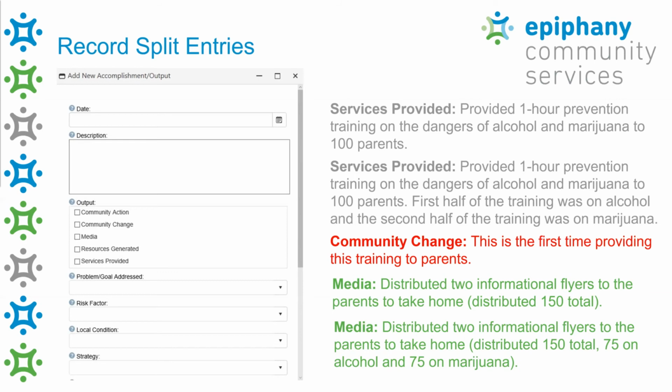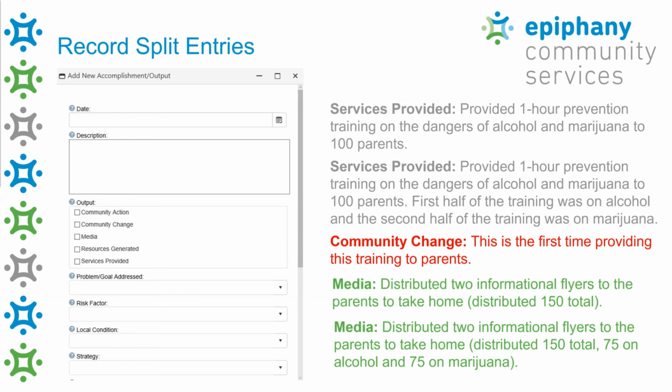The big thing when it comes to splitting your entries, guys, is making sure that you're splitting those numbers. So if I were to record this in Reach, I wouldn't put 150 under alcohol and 150 under marijuana, because that's technically saying that I distributed 300 flyers. So just make sure when you are splitting entries, you are splitting the correct numbers in half as well.